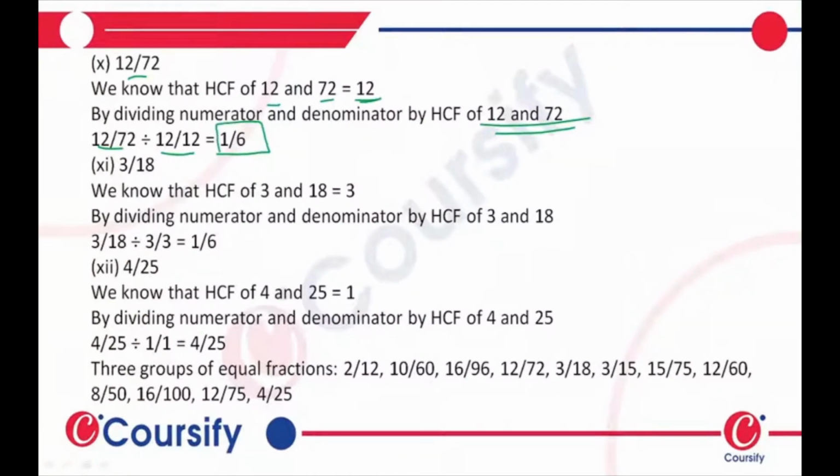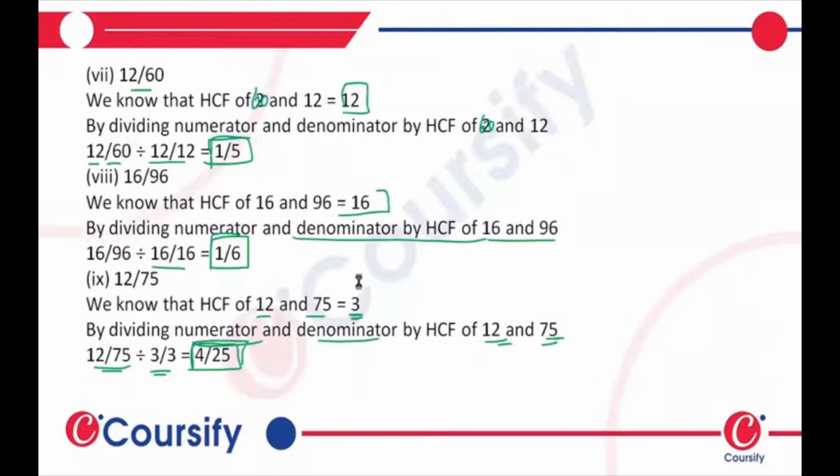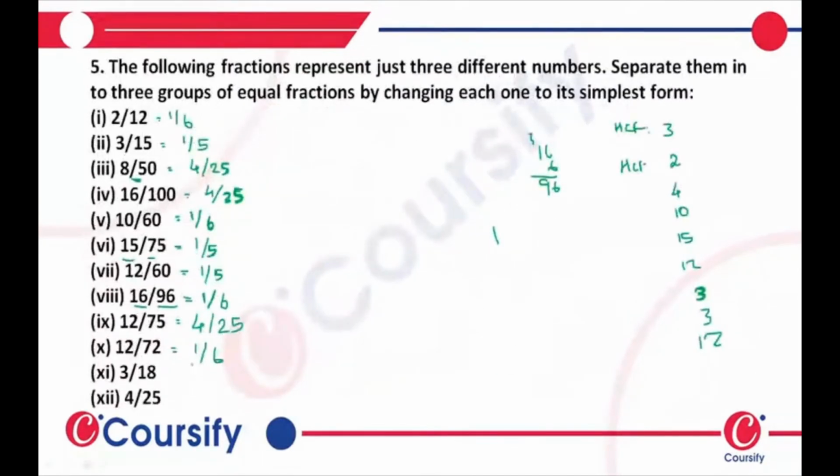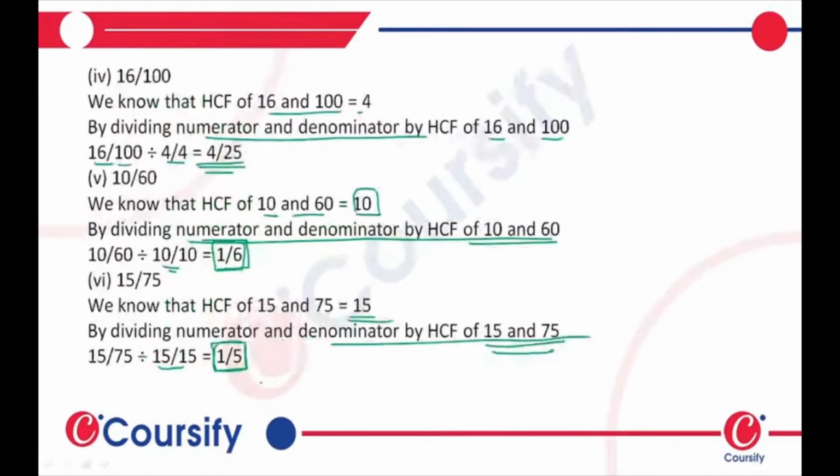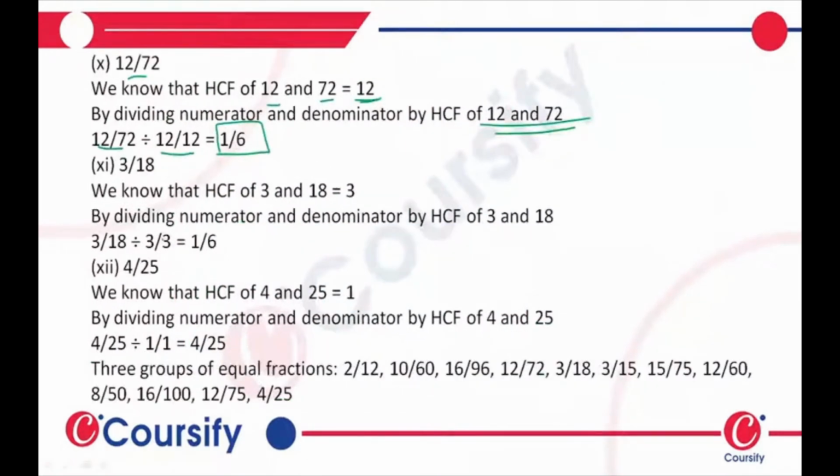Now moving on to the next question. We have 3 by 18. In 3 by 18 the HCF is 3 itself, so 3 divided by 3 is 1, and 18 divided by 3 is 6. We know that the HCF of 3 and 18 is equal to 3 itself. By dividing the numerator and denominator by the HCF of 3 and 18, we get 3 by 18 divided by 3 by 3, which is equal to 1 by 6, which is the answer.